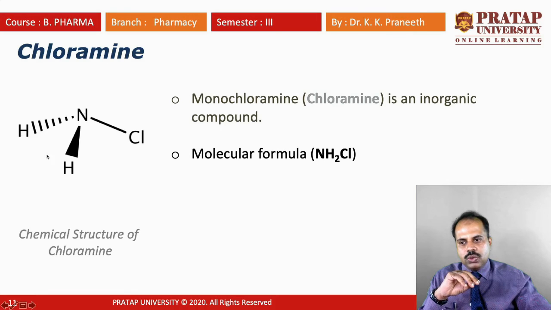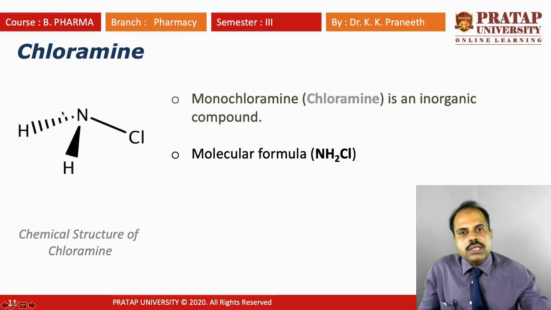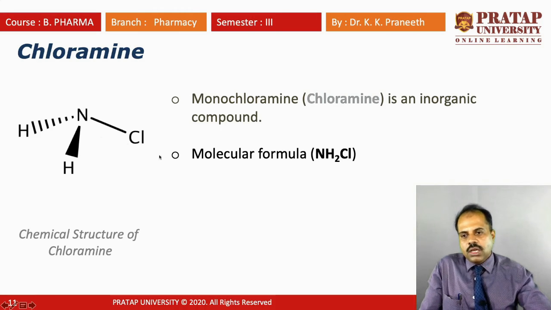It contains NH2, two hydrogen atoms and one chlorine atom attached to the nitrogen. So the two hydrogens are attached to the nitrogen, and one chlorine is also attached. This is the chemical structure of chloramine. So what is the molecular formula? Simply count: NH2Cl. This is the molecular formula.